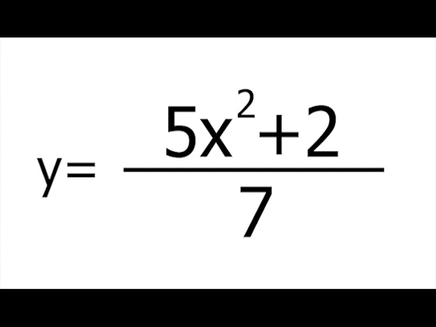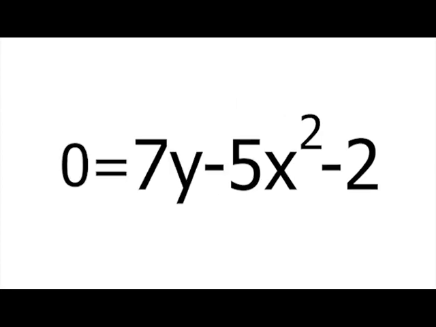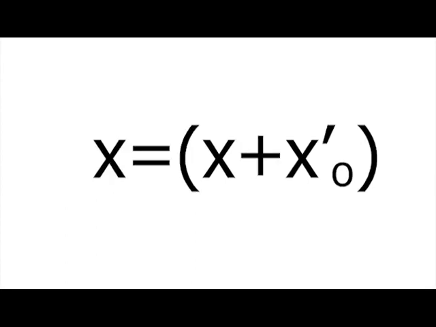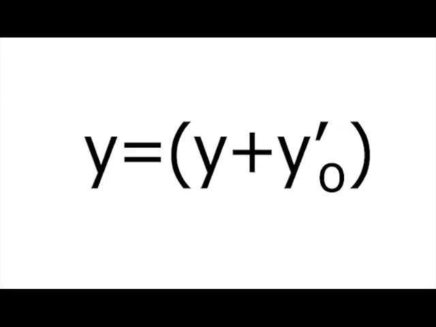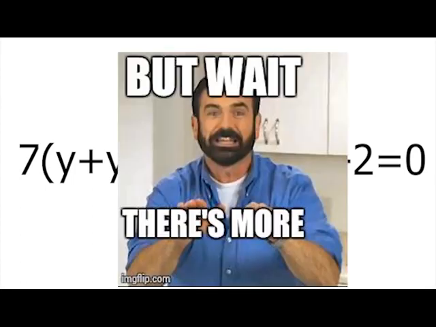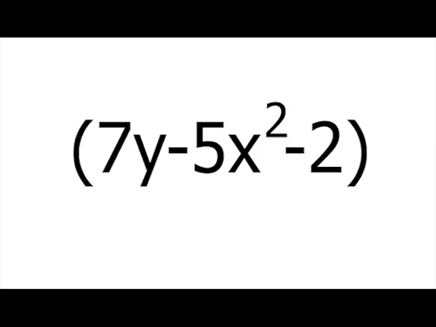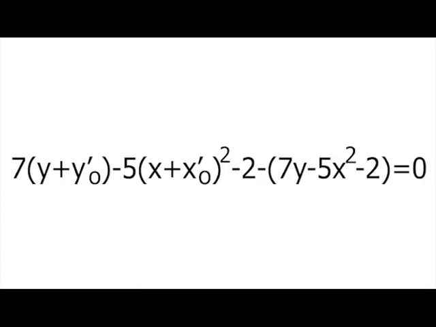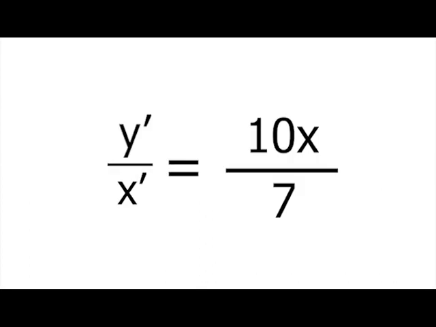Here's a basic problem in calculus. We will find the derivative using Newton's method. First, you solve for 0. Okay, that's easy. But now you plug in x plus x prime naught into all x values, and y plus y prime naught into all y values. Okay, this equation is a bit more ugly, but just wait, there's more. Now subtract the original equation from the new equation, like this. And now you solve for y prime over x prime. While very ugly, it will eventually work out.